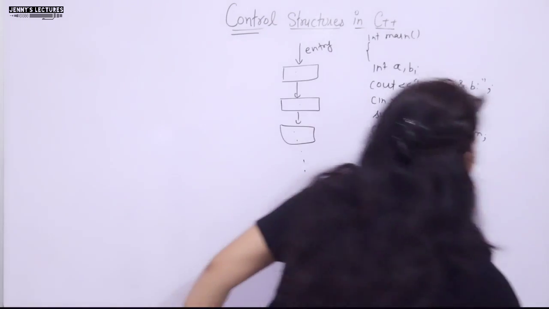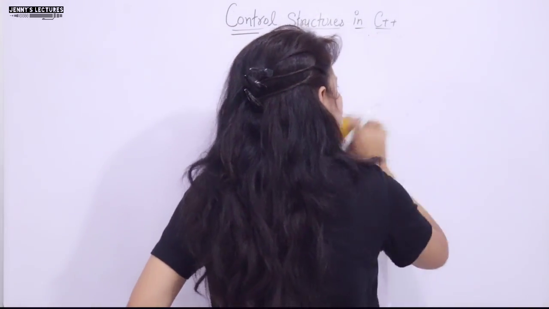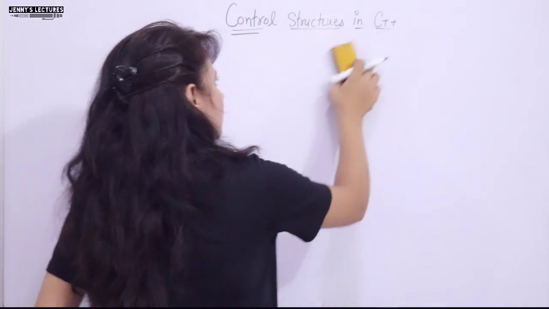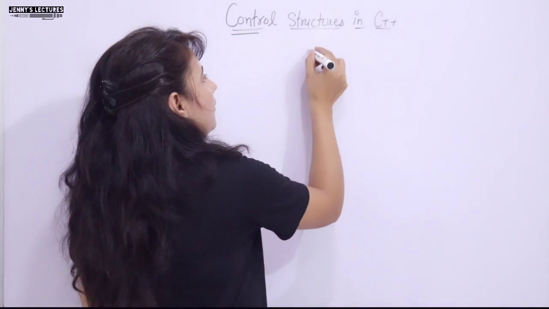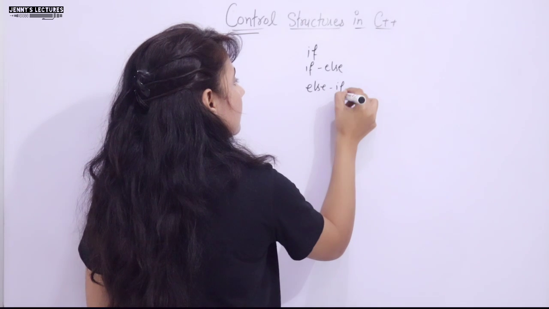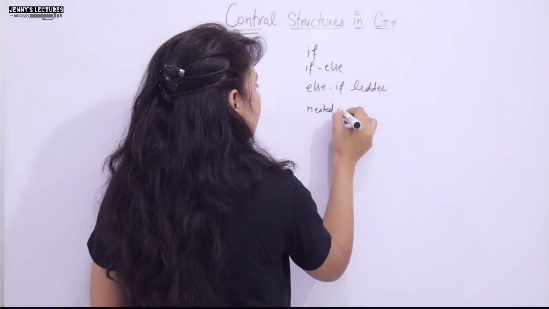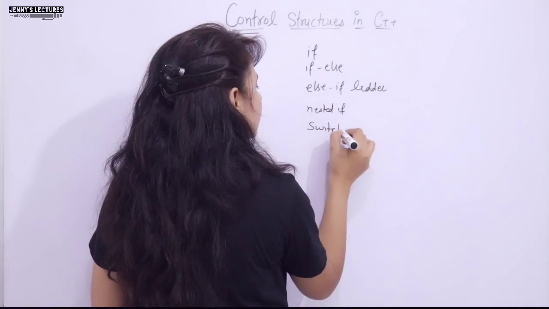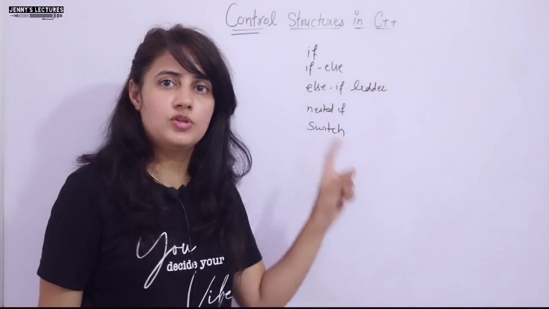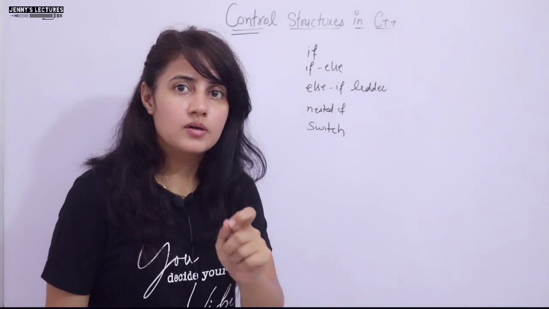So in the selection control structure, we have these decision making statements, or selection statements. We have if else, the else if ladder, then nested if, then switch, right? These are selection statements, and they come under the selection control structure.